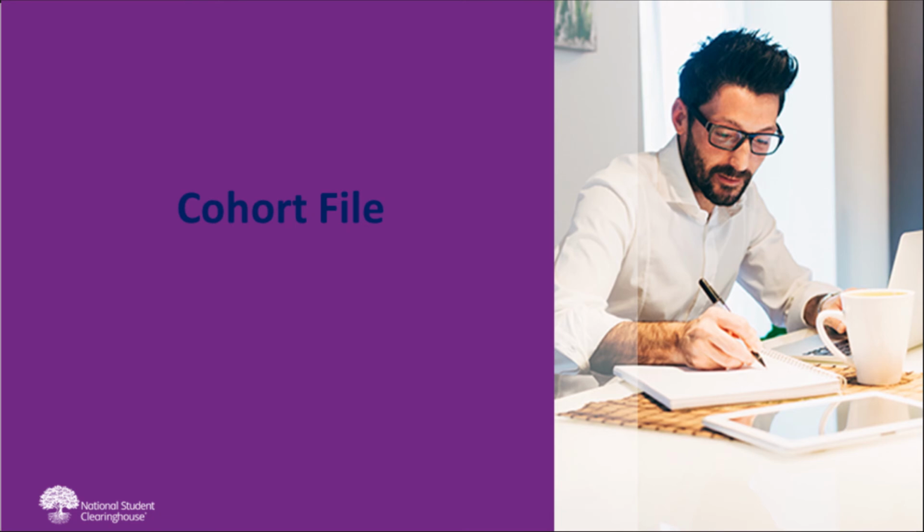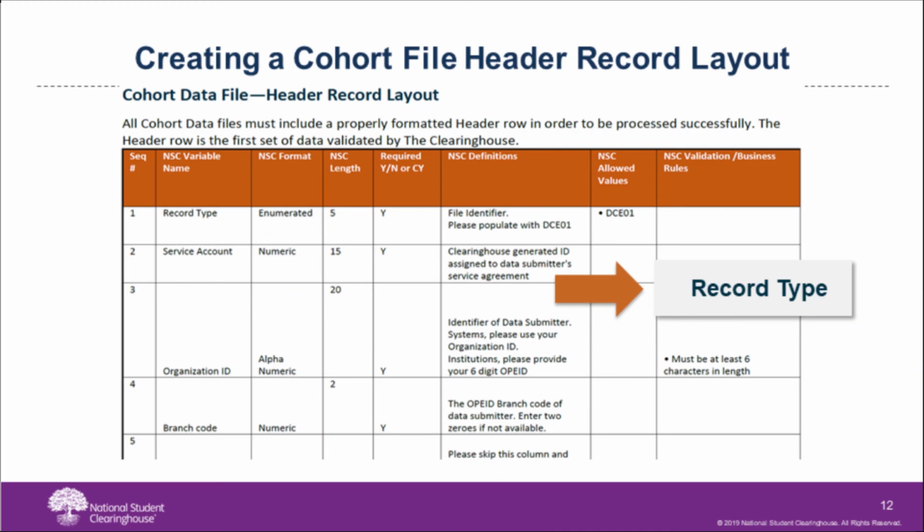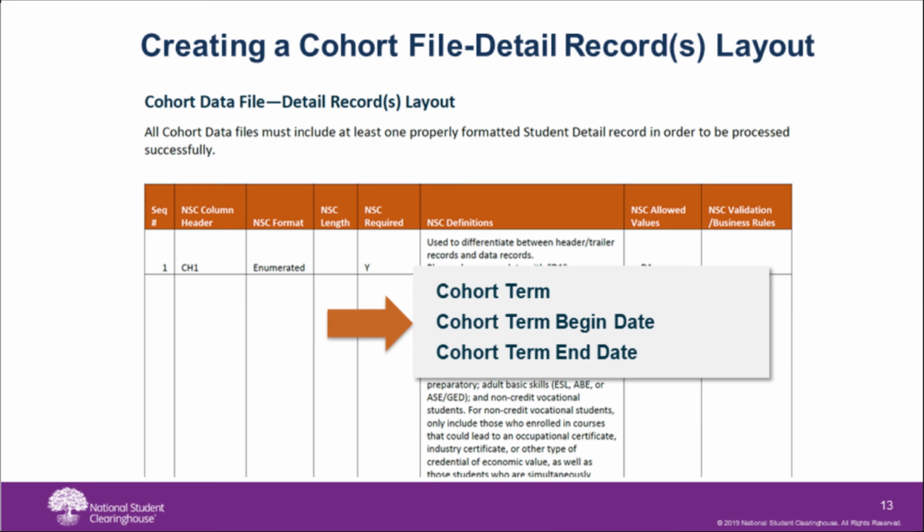Now we will cover the cohort file layout. The record type field must always be populated with DCE01 to indicate that the file type is a cohort file. The cohort term begin date, and cohort term end date can be found in the data definition table in the submission guide. For the cohort term field, we want to know the term in which the student first came to your institution. You must enter fall, winter, spring, or summer values only.